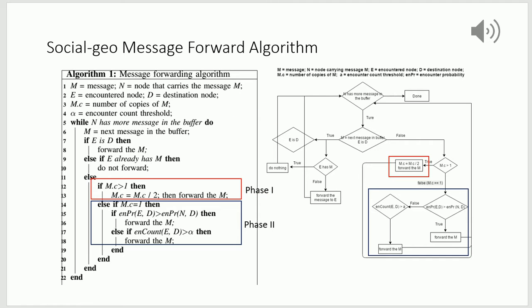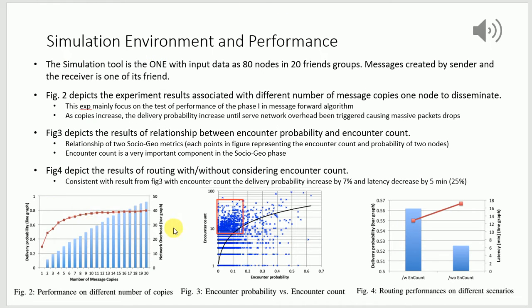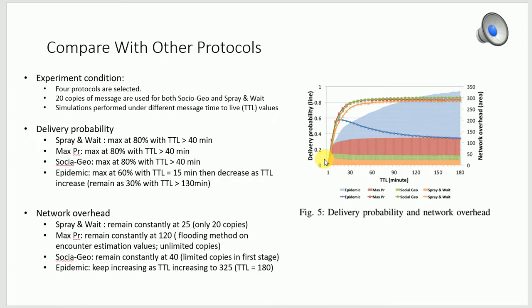For the algorithm, we directly use the algorithm published in the paper, and we developed this flow chart so that we can easily follow how the algorithm works. And here are some conclusions drawn from the original paper. What I want you to focus on is the third conclusion, shown in figure 4. The author claimed that with the encounter count, basically utilizing the algorithm, the delivery probability increased by 7% and the latency decreased by 25%. Based on this result, the author claimed that the algorithm is more efficient. Another result is that they compared their protocols with other protocols to show that this algorithm is very efficient.